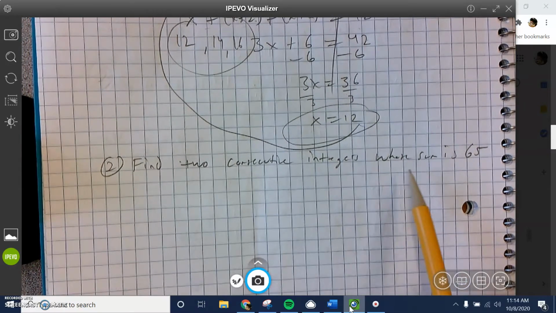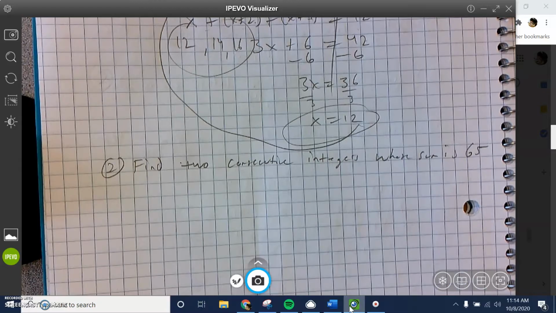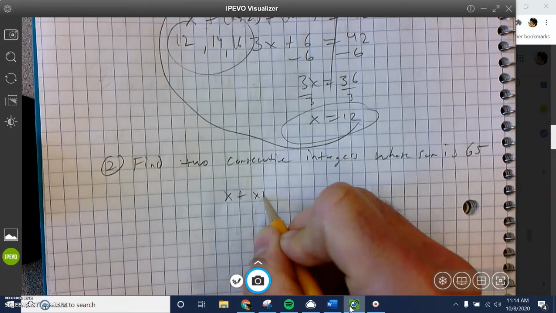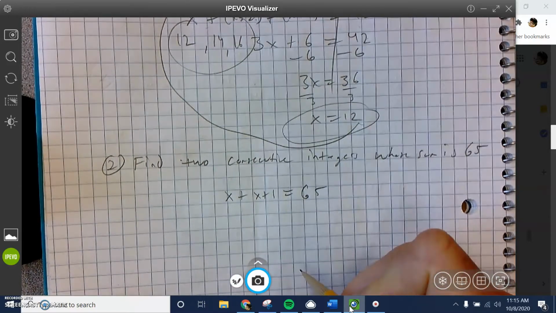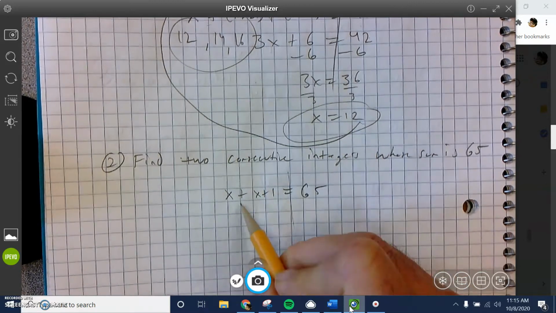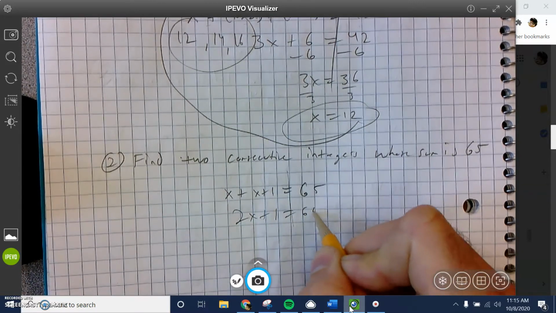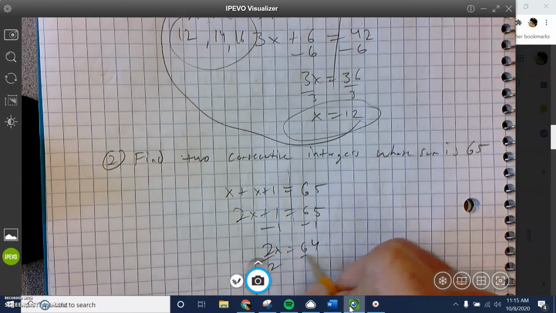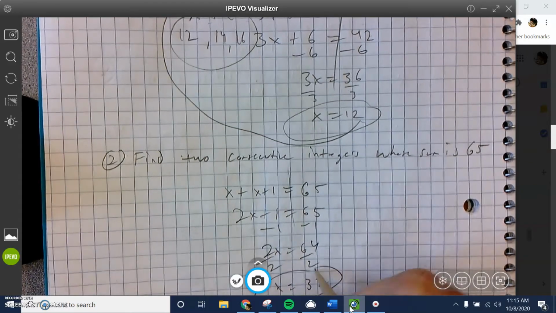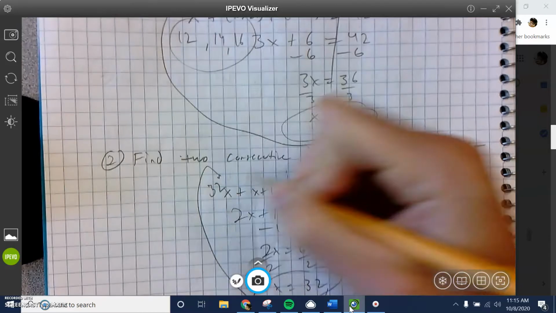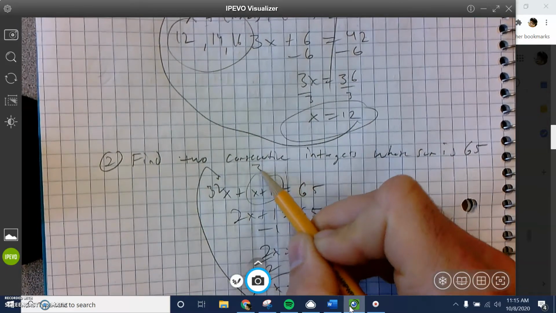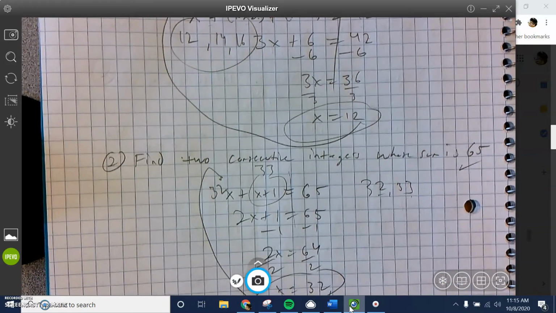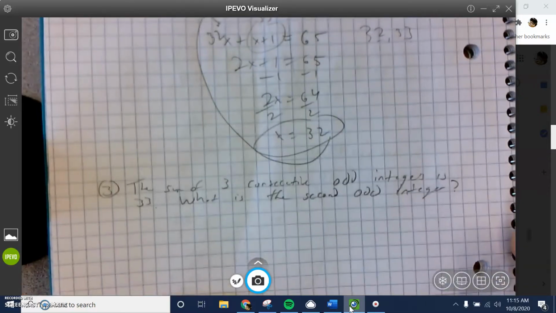All right, now this one. Find 2 consecutive integers whose sum is 65. Look back in your notes. Consecutive integers, not even or odd. Go. All right, what's that setup? x plus x plus 1 equals 65. So that's going to be 2x plus 1 equals 65. Subtract 1. 2x equals 64. Divide by 2. x equals 32. So 32 is the first integer, and then 32 plus 1, which is 33. 32, 33. Add those up, you get 65. Got it.